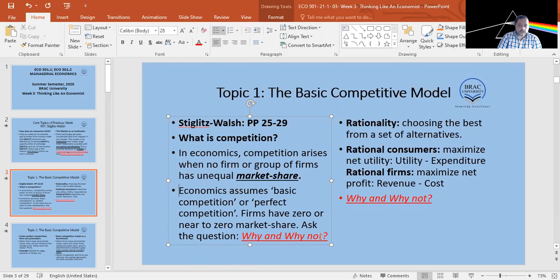Again, we ask the question why and why not. Rationality is the activity of choosing the best from a set of alternatives. Let's ask the question why not? If we are not choosing the best, we're choosing, say, better or good. What does that imply? That implies that we did not do the best under the particular environment. The environment, again, the term comes back from the previous week, under the environment that we find ourselves in.